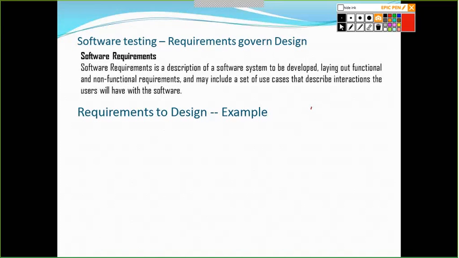Take our washing machine. What are the requirements that we wrote? We wrote that the washing machine should be able to wash, should have a timer, should have a temperature, should have a slot, should have on and off facility. These are requirements and is the description of the system.